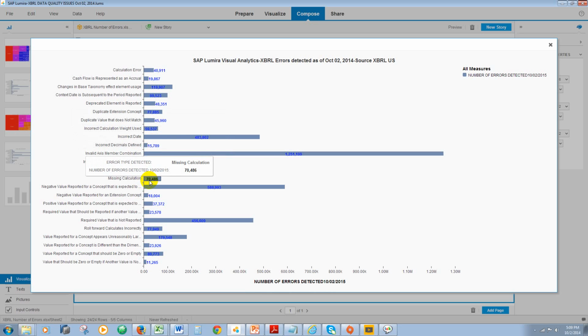And then we have missing calculation, which stands at 7486, which is affecting the financial semantics and the accuracy of XBRL data. And then we have positive value reported for a concept that is expected to have a negative value, which stands at 37,372, which is affecting the accuracy of XBRL data. And then we have value reported for a concept appears unreasonably large or small, which stands at 179,548, which is affecting the accuracy of XBRL data.